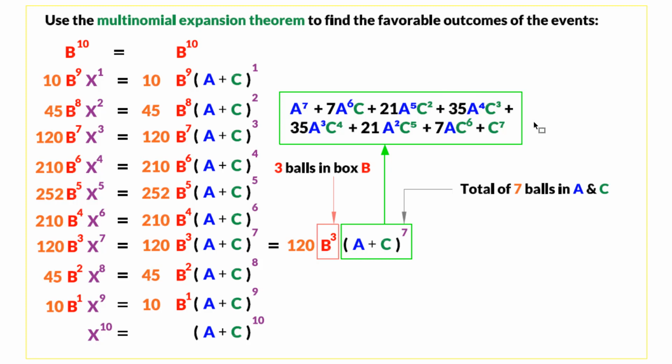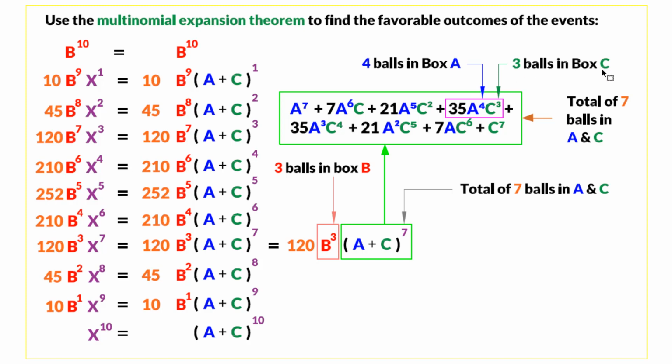So this event means a total of 7 balls in boxes A and C, and if we take this event for example, this event means that we have 4 balls in box A and 3 balls in box C. Now if we want to know the number of favorable outcomes of this event, we have to substitute A, B and C with 1, and we get 15,360 favorable outcomes for the event of 3 balls in box B and the rest of the balls in boxes A and C.